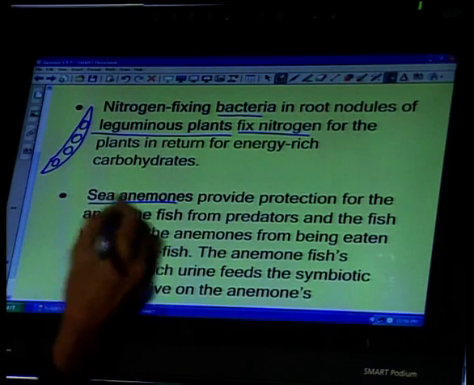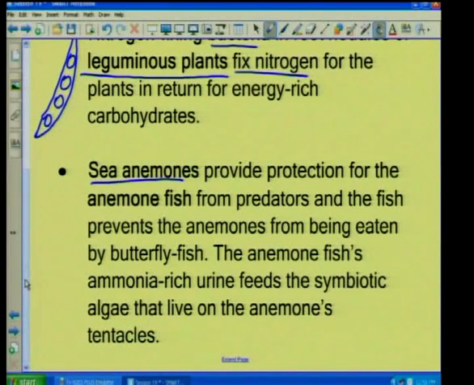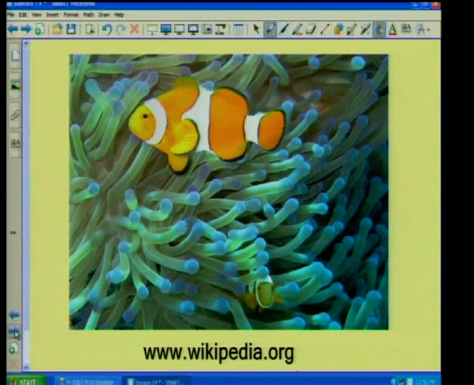You've got your sea anemones. I love sea anemones. They're just so amazing. Now, what they do is the sea anemone, the plant, provides protection for the fish, and the fish, what do they do? They urinate in between the sea anemone, and it's ammonia rich, and that helps the sea anemone to survive. So they sort of work together, and they enjoy working together.